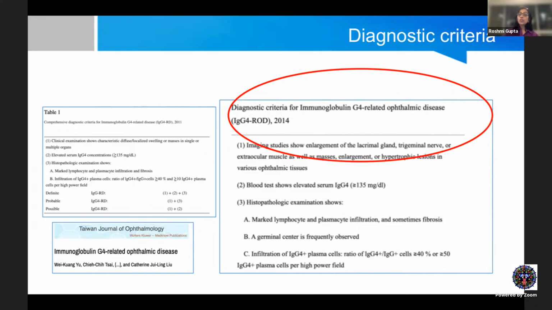So now, if all three criteria are present, it's a definite IgG4 disease. However, if it is only histopathology present as well as the clinical mass present, it is a probable IgG4 disease. If it is the orbital mass and only serum IgG4 positive, then it is a possible IgG4 disease.